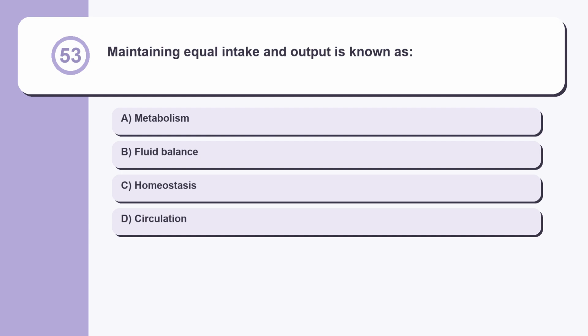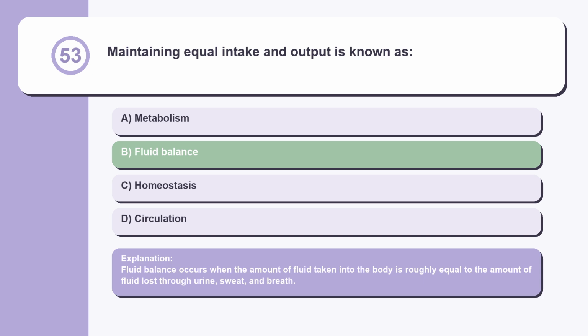Question 53. Maintaining equal intake and output is known as metabolism, fluid balance, homeostasis, circulation. Fluid balance occurs when the amount of fluid taken into the body is roughly equal to the amount of fluid lost through urine, sweat, and breath.